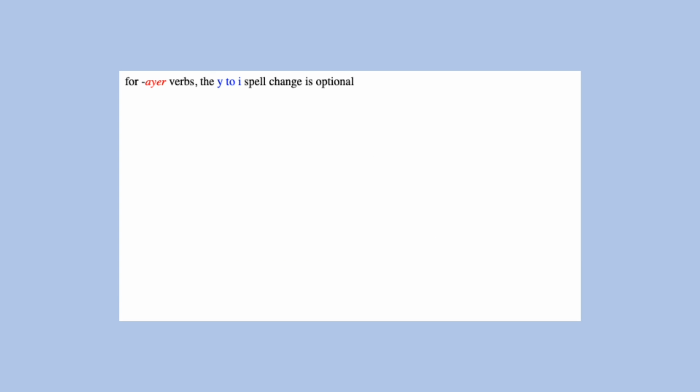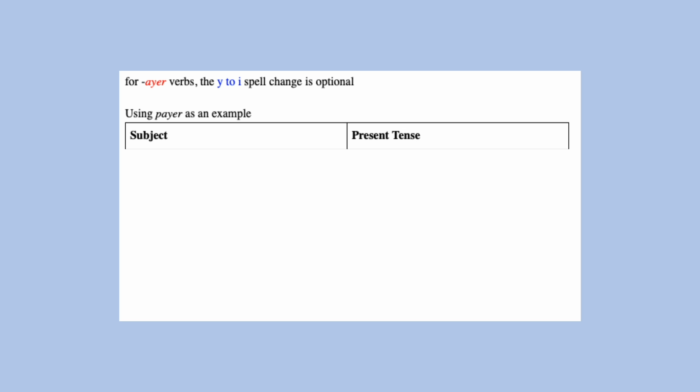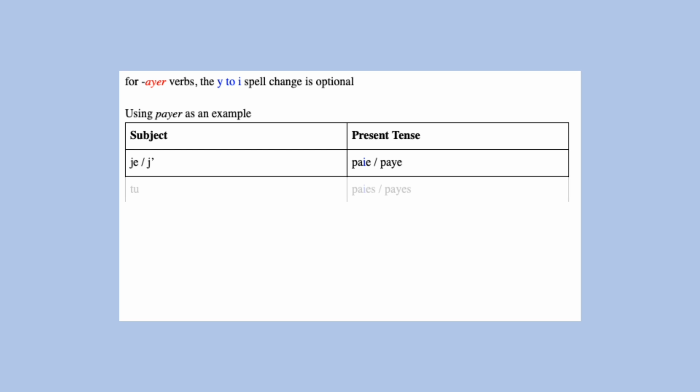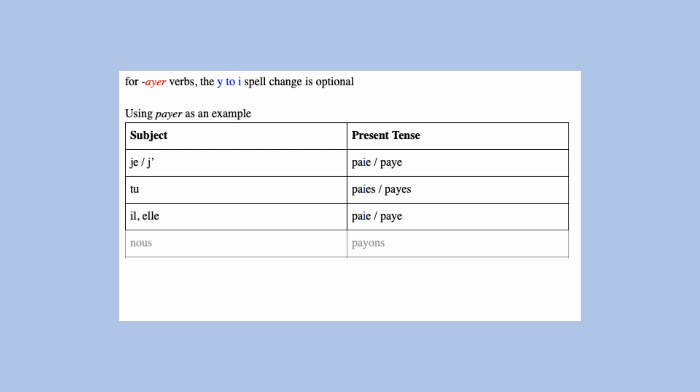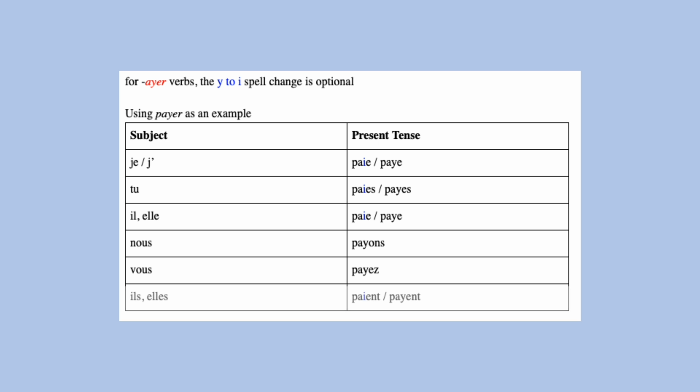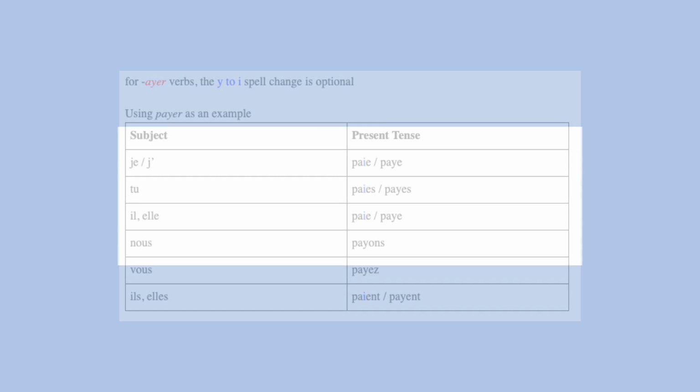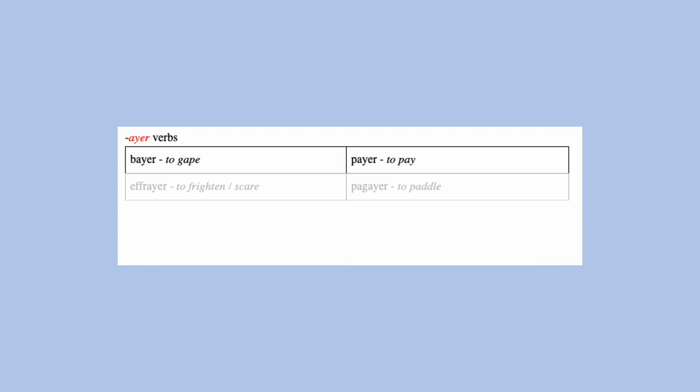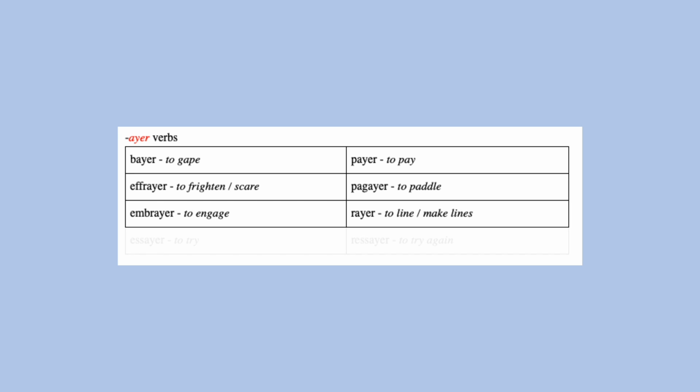For -ayer verbs, the y to i stem change is optional. For payer, for example, we have paye, payes, paye, payons, payez, payent. For these -ayer verbs, the y to i stem change is also optional.